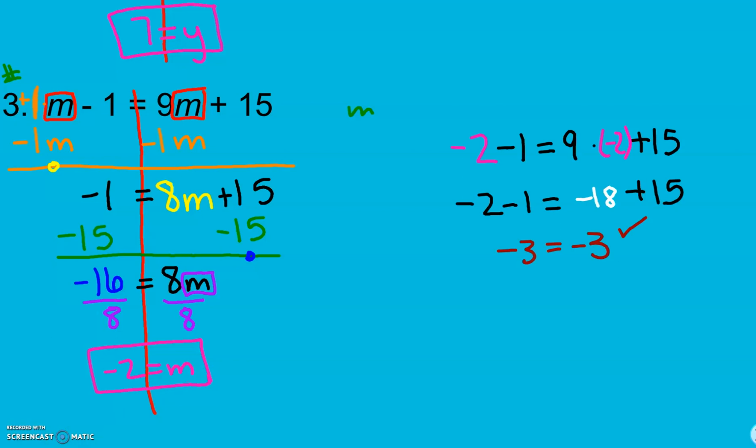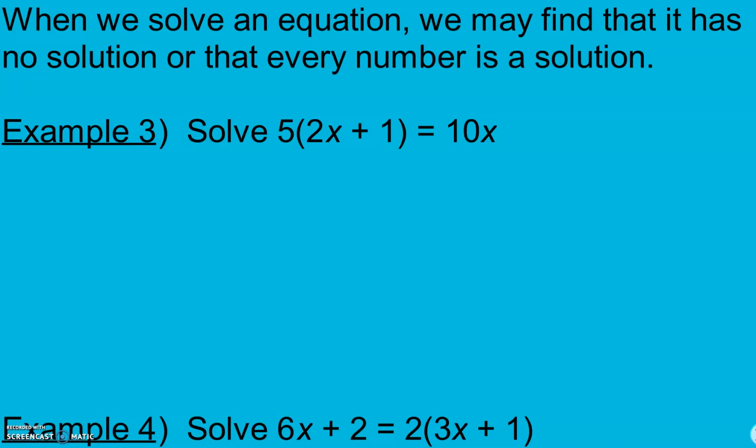Here I plugged that negative 2 back into my original equation, simplified both sides down, got negative 3 equals negative 3, so we are correct. Sometimes when we solve an equation, we may find that it has no solution or that every number is a solution. So here, on example 3, when I simplify my left side, I distribute.